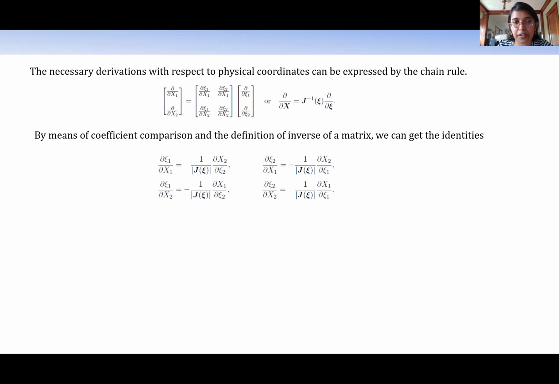Now, the necessary derivations with respect to the physical coordinates. So here my physical coordinates are x1 and x2, and they are converted to the natural coordinate system using the Jacobian transpose. And this Jacobian transpose has been used in numerous instances to convert the strain, convert stresses, and so on and so forth in the paper.